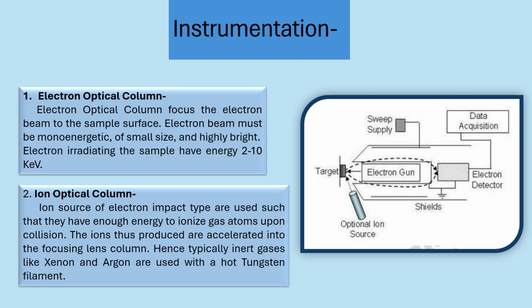Further, let's talk about the ion optical column. Ion sources of the electron impact type are used such that they have enough energy to ionize gaseous atoms upon collision. The ions thus produced are accelerated into the focusing lens column, and for this purpose, typically inert gases like xenon and argon are used with a tungsten filament.